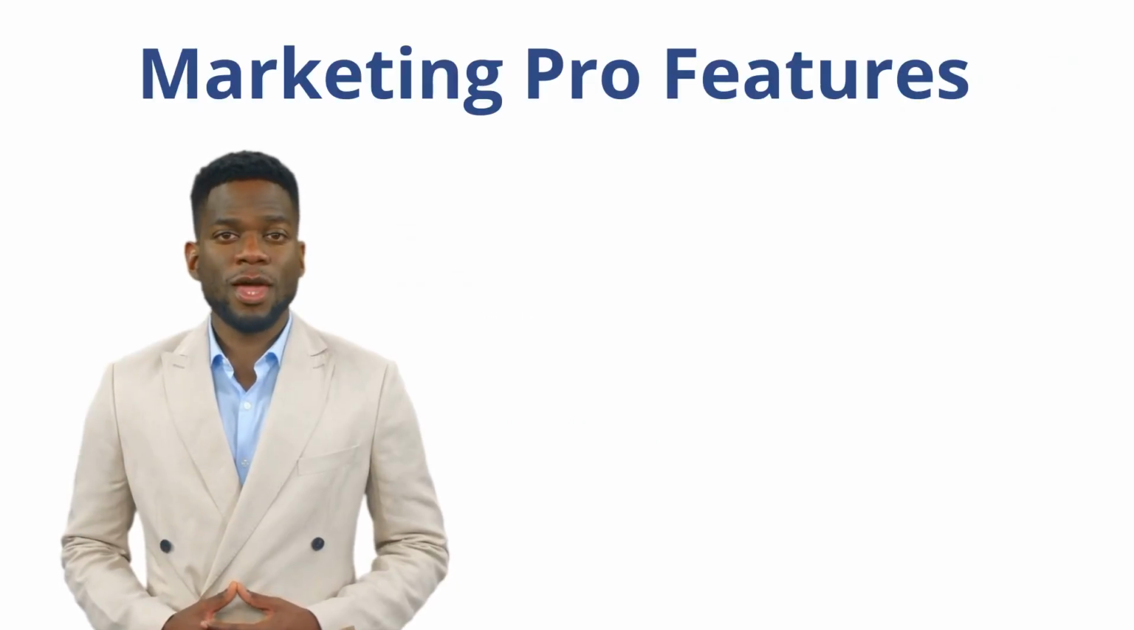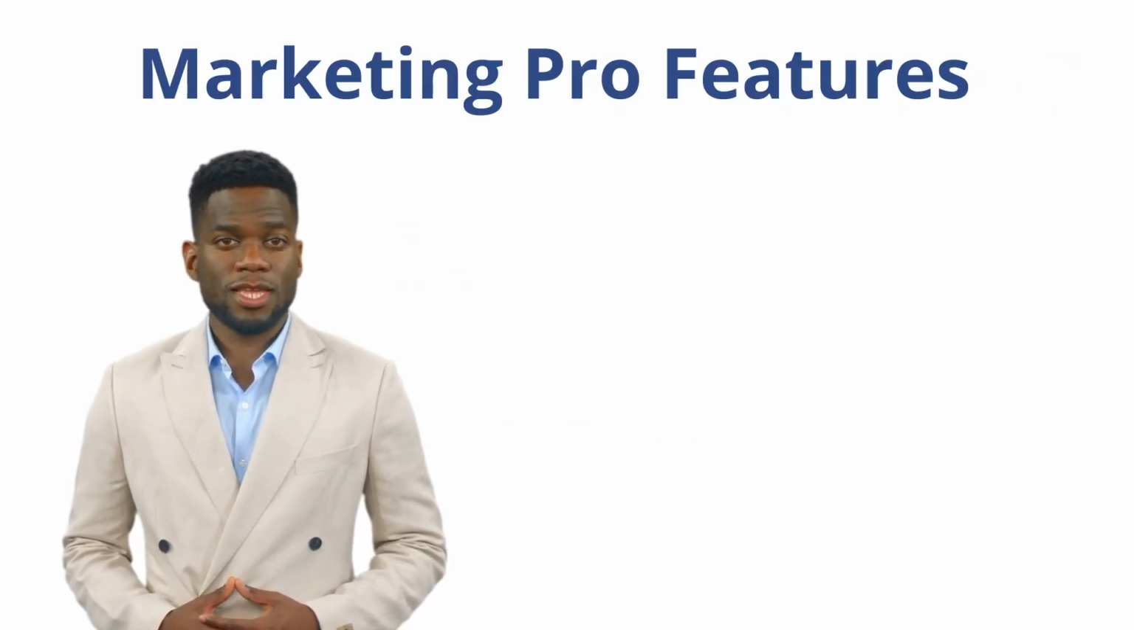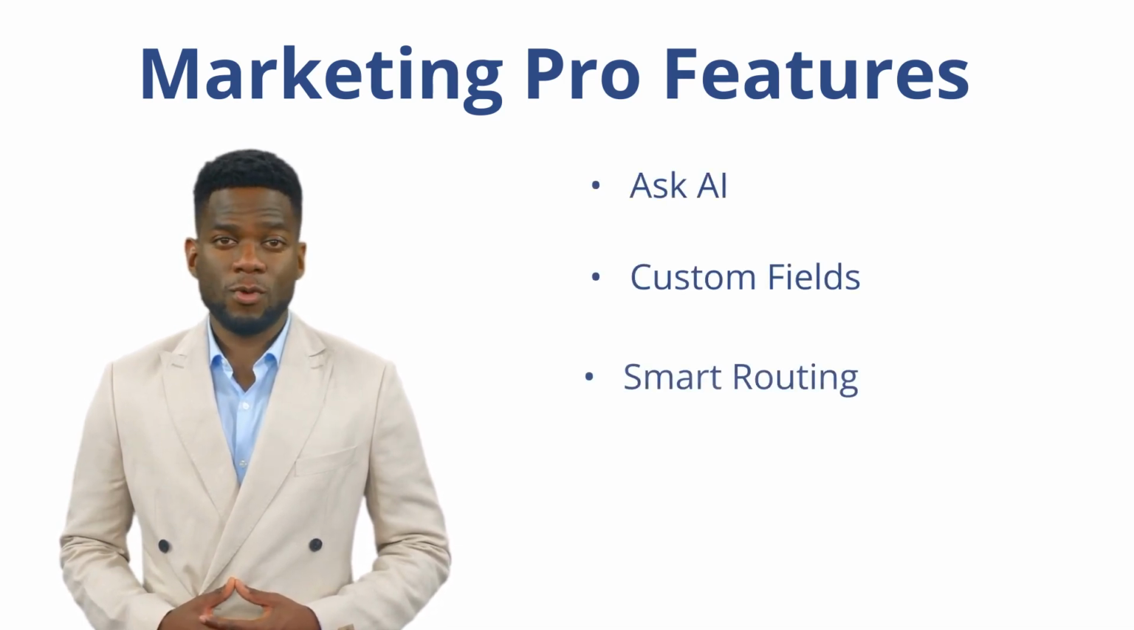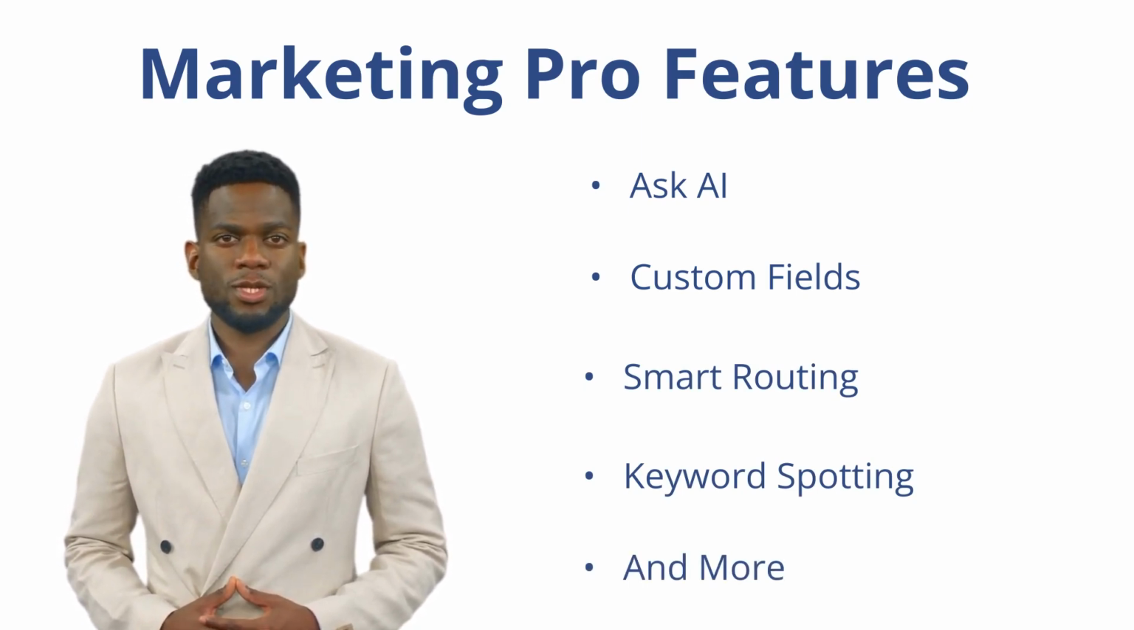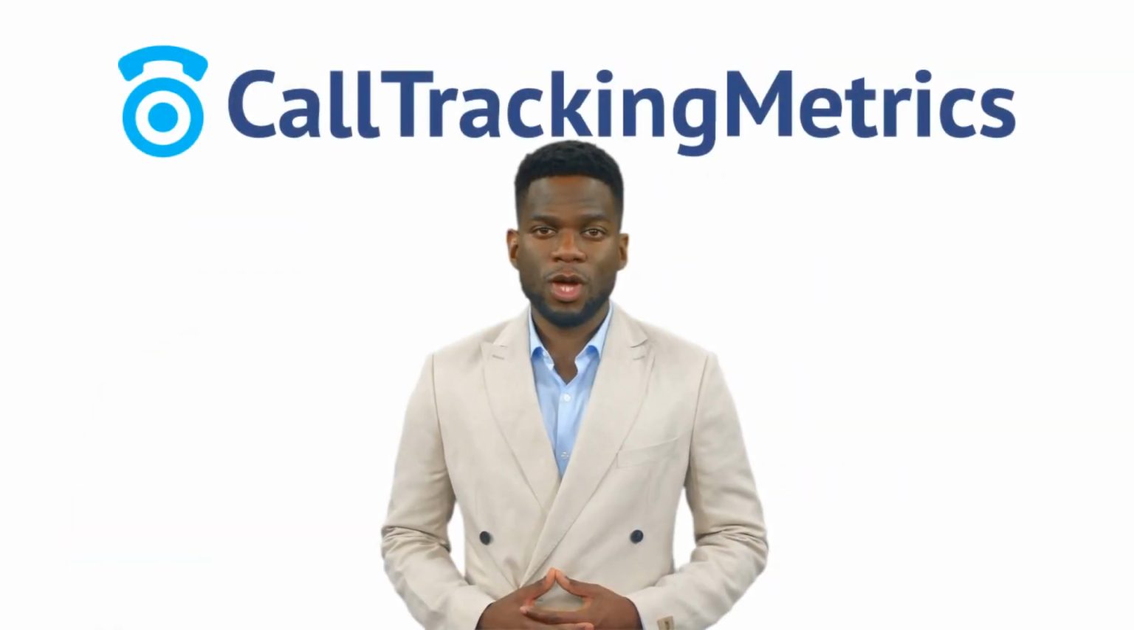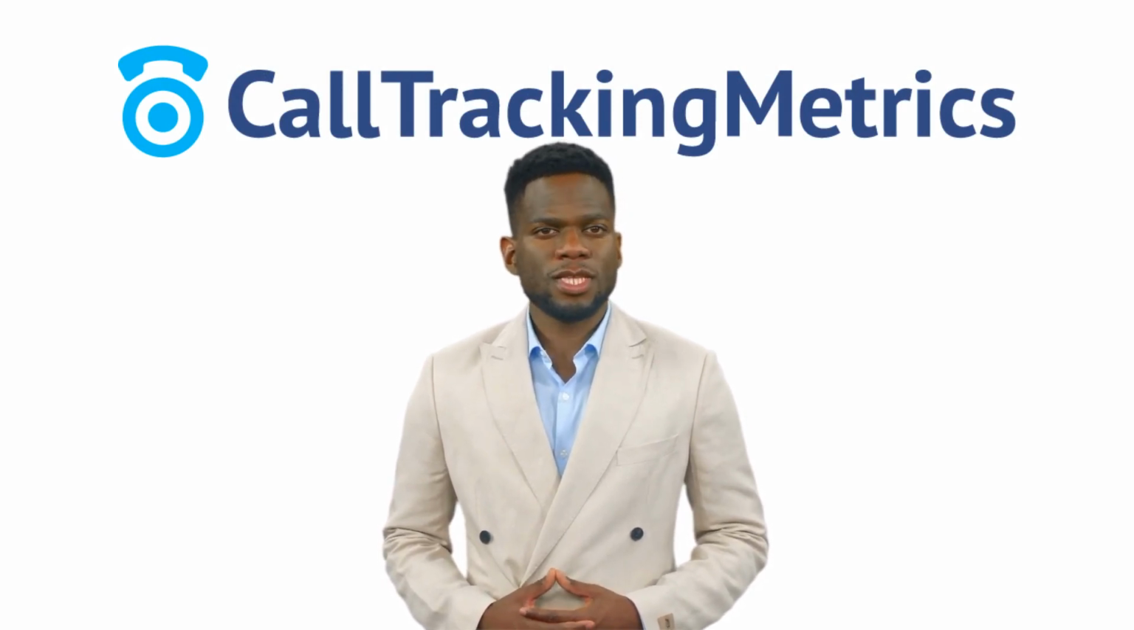With your Marketing Pro plan, you also have access to some other amazing features such as Ask AI, custom fields, smart routing, keyword spotting, and more. You can find more information on these functions in our knowledge base and training site. We hope this guide has helped you, and we recommend that you review both our knowledge base and our training center for more detailed information on any of the processes we discussed in this video.